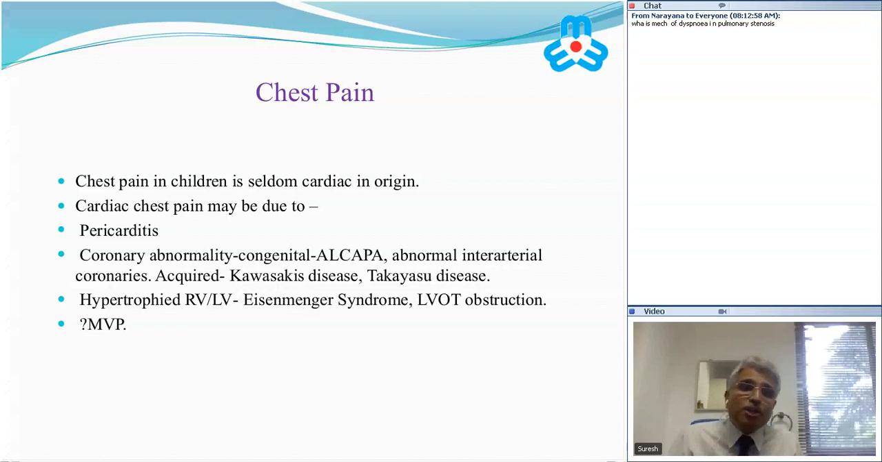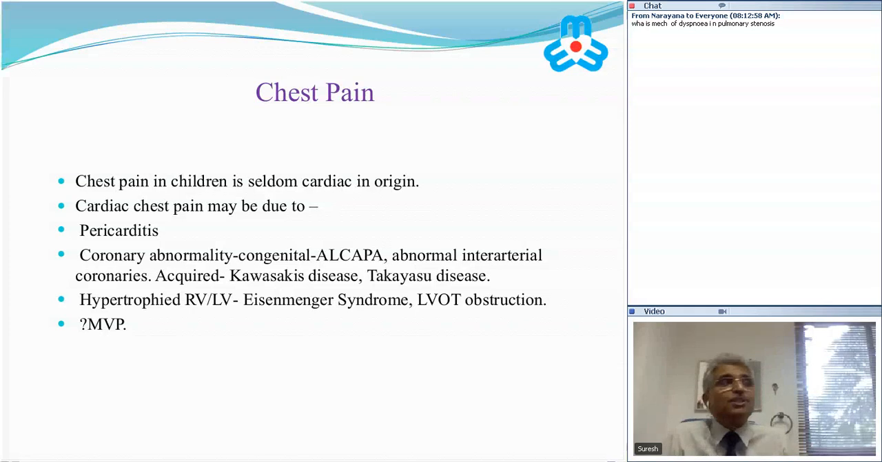But in the context of Eisenmenger syndrome or aortic stenosis, you may have a different mechanism for chest pain. There is an increase in the left ventricular or right ventricular muscle mass without a proportionate increase in the capillary density. As a result, with exercise, there is a myocardial ischemia causing chest pain, fairly common in both Eisenmenger syndrome and LVOT obstruction. And when it occurs, it denotes an adverse prognosis.